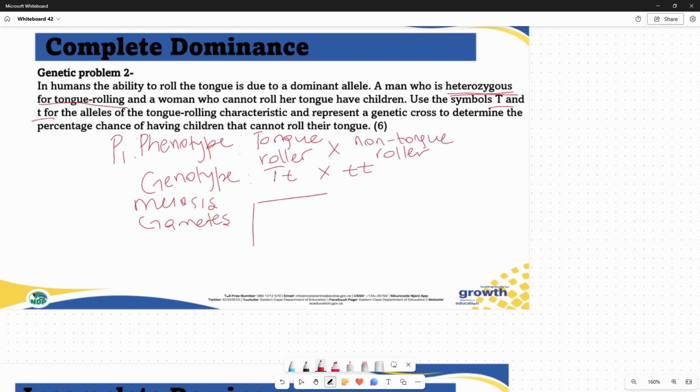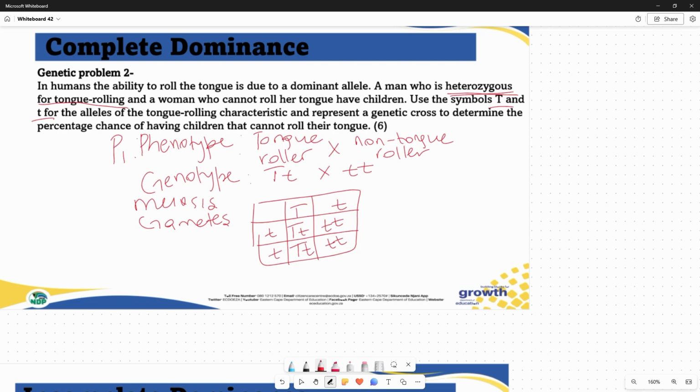Okay, let's use a Punnett diagram again. Now let us represent the alleles for the male. It's T and t. Remember, they have to separate, law of segregation. And then the alleles for the female, it's t and t. Then now what will be the genotype of the first possible offspring? It will be heterozygous. The second one, homozygous. The third one, heterozygous, and the fourth one, homozygous.